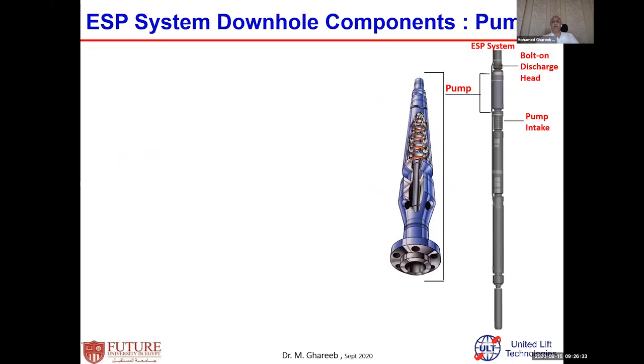Let us start with the heart of each artificial lift pumping system. It is the pump. The pump is the heart for all types of artificial lift pumping system. The pump is the first part of the electric submersible pumping system connecting to the tubing. There are different ways to connect to the tubing. Just after the tubing, it is the pump.